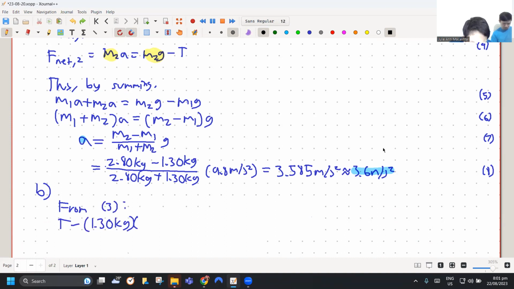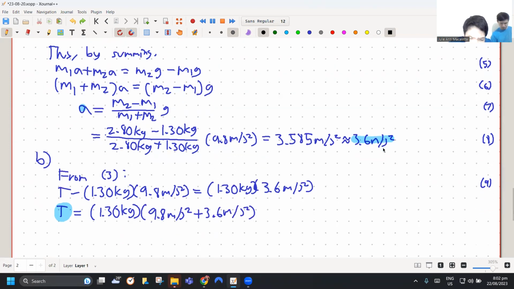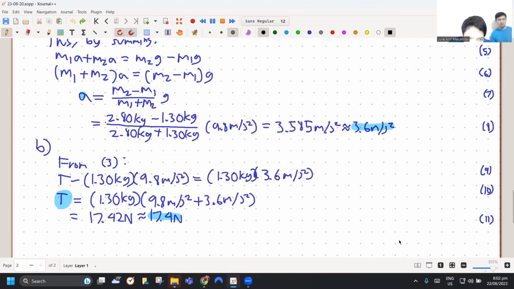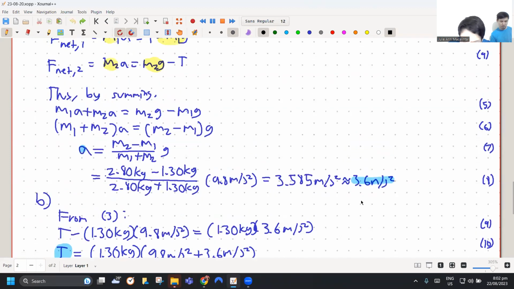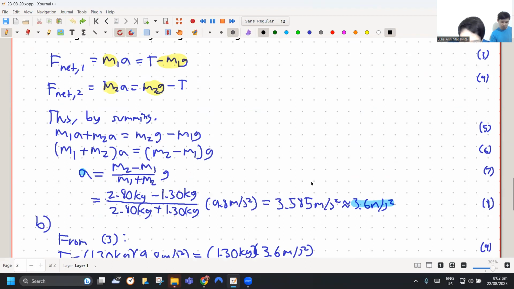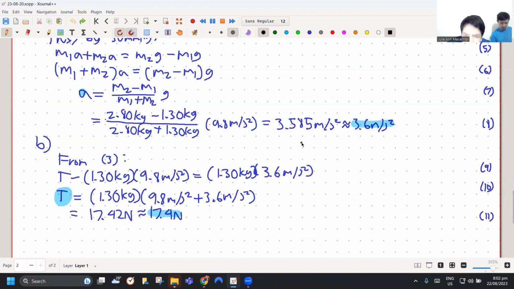From this, we can calculate tension. So tension is equal to this: 1.30 kilograms times the gravitational acceleration plus its actual acceleration, which is 3.6 meters per second squared. So now we can evaluate that into 17.42 newtons or 17.4 newtons. So the acceleration of the first block is 3.6 meters per second squared, and the acceleration of the second block is actually negative 3.6 meters per second squared.